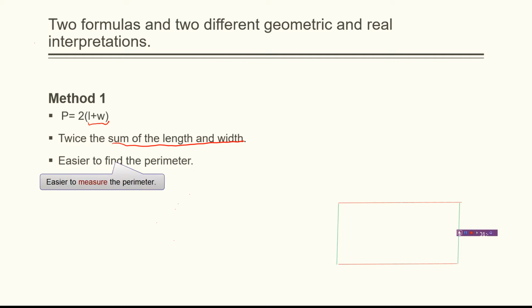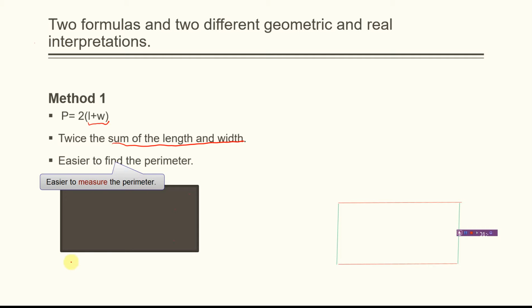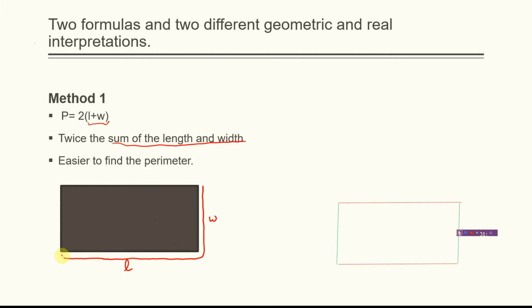Now, this is easier to find the perimeter, and how do I find the perimeter? Well, as we said, I could take my tape measure and start at one corner and go around. So what I have here is a length and a width. So totally, I have a length plus width. In our case, this was 8 feet. The next side was 6 feet. So I would have my length plus width, 8 plus 6 is 14 feet.